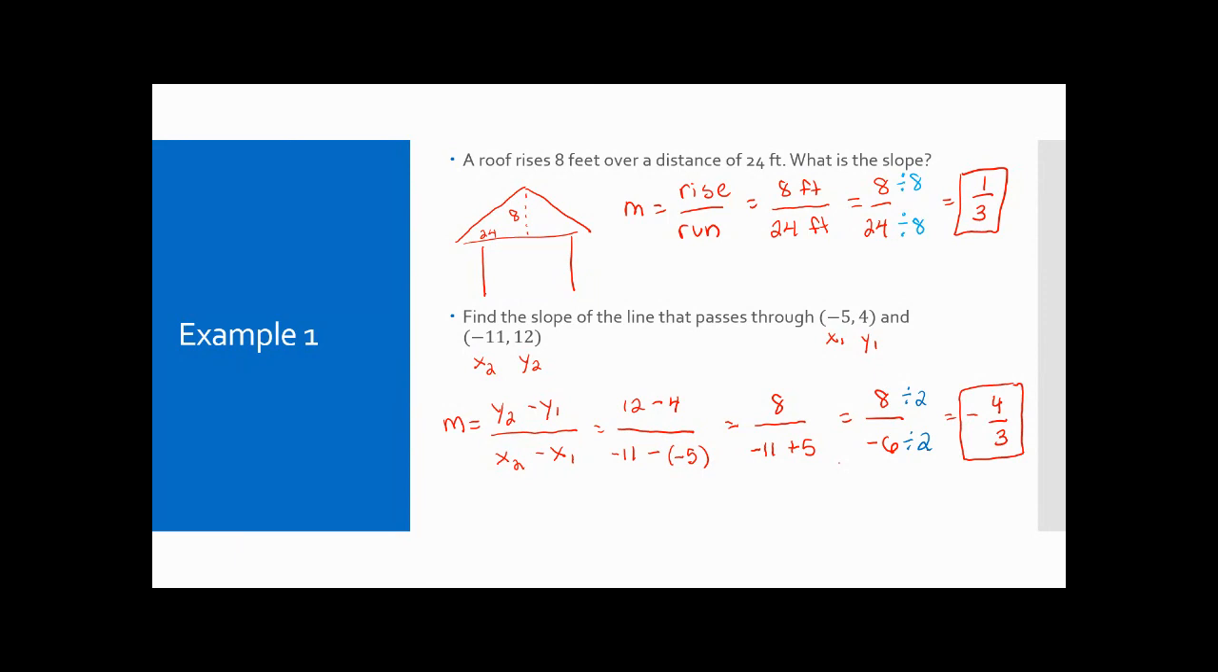Are there any questions on either of these two examples? Okay.